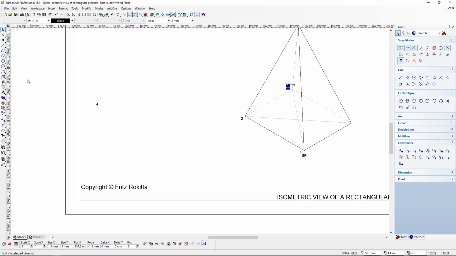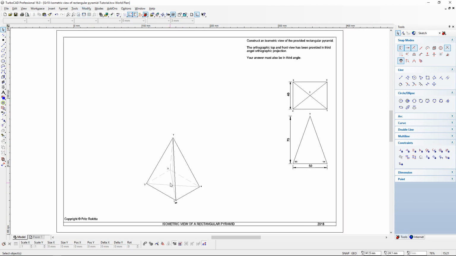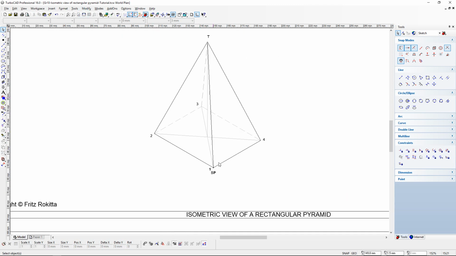And I can turn off my snaps now. Number 4 is going to be on the far right hand of the right view. And there we go. Now we have labeled all the corners of our pyramid, and you can see number 1 is the same as with the starting point. Number 2 is the length of our front view. Number 3 is the back, and number 4 is the far right of our right view, and the tip is provided at the top.